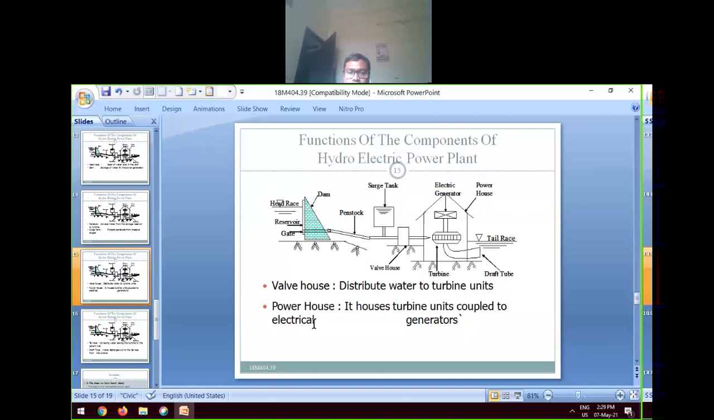So the next part is the powerhouse. This is a total powerhouse arrangement. The main function of the powerhouse is that it houses the turbine units coupled to the generator. Okay, the turbine and generator will be coupled in this powerhouse, so that we can convert that mechanical energy into electrical energy, right? It is also made up of a concrete structure, and we are arranging different arrangements to install the turbine and generator, so we are using I-bolts and different arrangements, cement structures to set the turbine and generator, and they will be connected using pipe shafts, solid shafts, soft couplings and different mechanical elements to connect both, right?